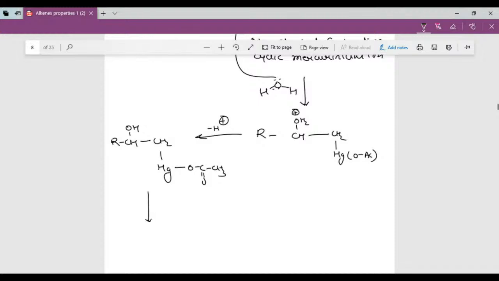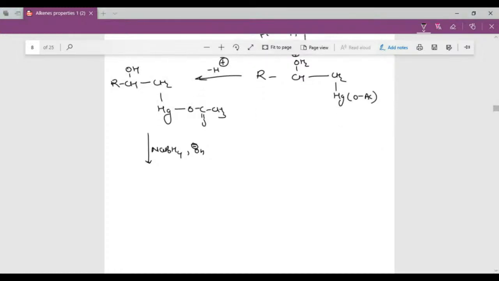Now, what is the other possibility? I have to remove this mercury. It certainly is not that easy. Removing this particular mercury might not be that easy. But we have a reagent. What is our reagent? If I use NaBH4 in slightly alkaline medium, it is very easy for us to remove this mercury. Last step. This last step is called demercuration. This is expected to be somewhat a radical mechanism.